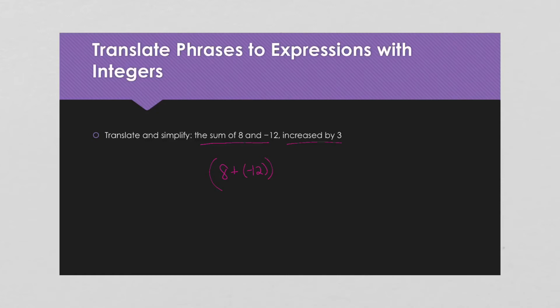Then it says it's increased by 3. It doesn't really change the answer having those parentheses in there, but it does actually say what this statement says whenever I translate it into algebra by having that there. We find the sum of those numbers first, and then we increase that by 3. So 8 plus negative 12 is negative 4, plus 3 is negative 1.